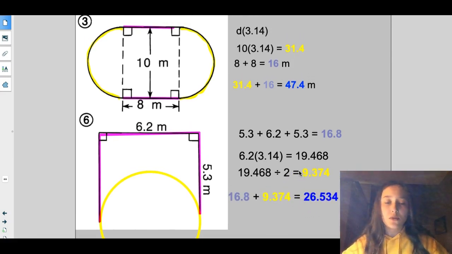Now, the most important part of these problems is to make sure you label your answer. So in these two problems, they were meters, but they could be centimeters, etc.